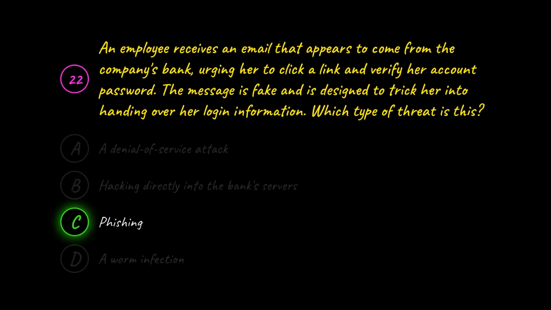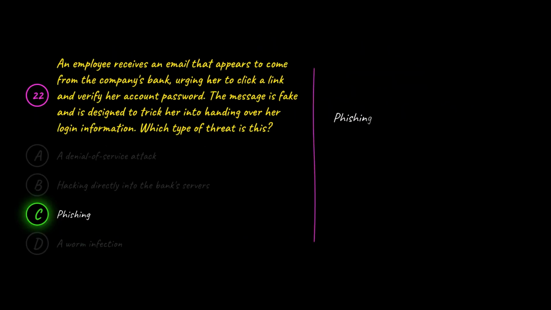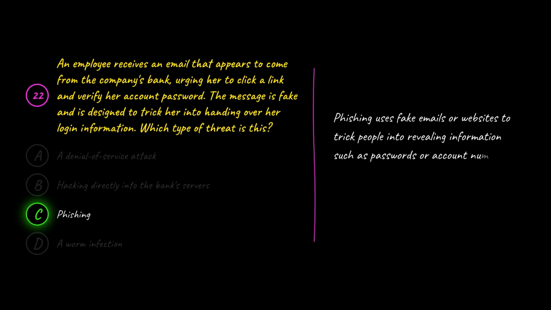The correct answer is C. Phishing. C is correct because phishing uses fake emails or websites to trick people into revealing information such as passwords or account numbers. A deceptive email impersonating the bank to capture login details is a textbook phishing attempt.